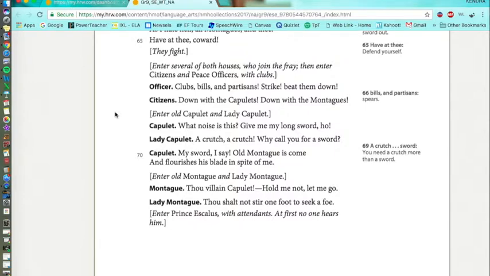Montague: Thou villain Capulet, hold me not, let me go. So Lady Montague's like, holding him back. Lady Montague: Thou shalt not stir one foot to seek a foe.